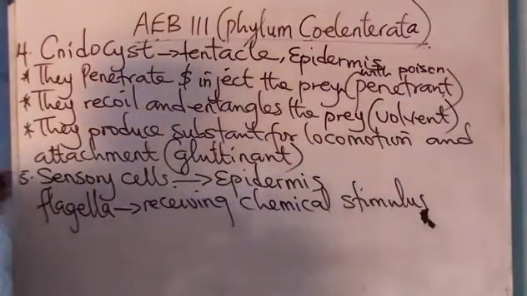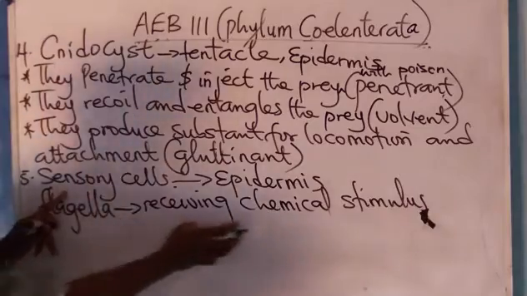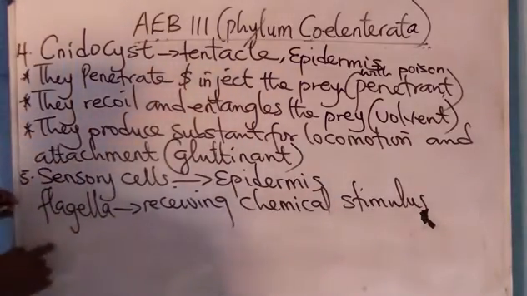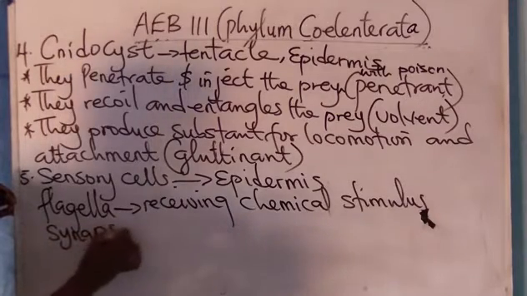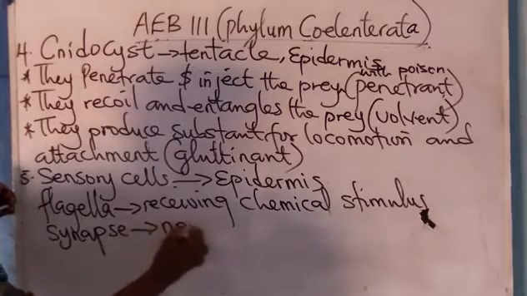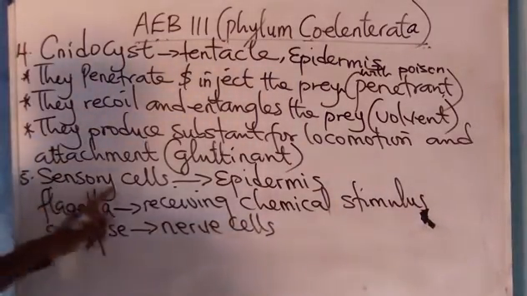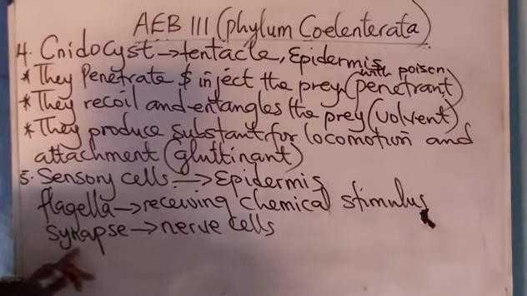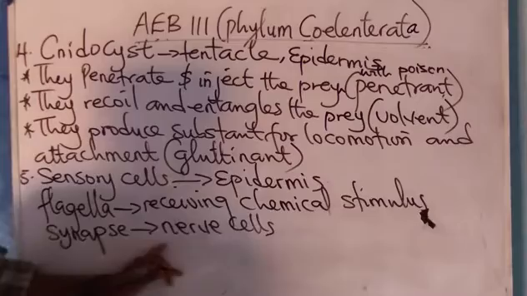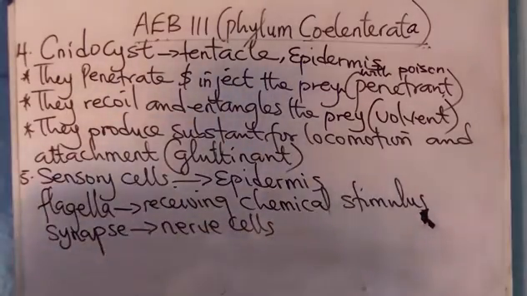It receives chemical stimulus. That is, one end of these sensory cells receives what? Chemical stimulus. The other end has the synapse, and it is this synapse that contains the nerve cells. One end of the sensory cells has the flagella, the other end has the synapse. This synapse contains what? The nerve cells. Take note of that.